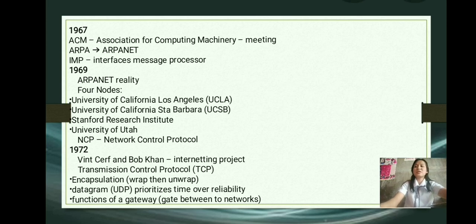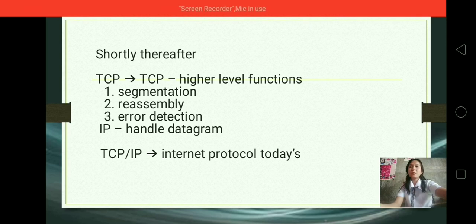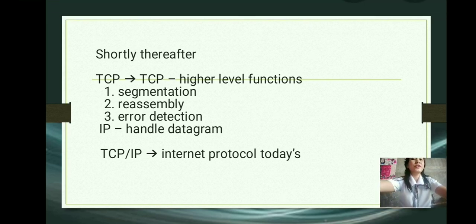These architectural principles were embodied in the TCP protocol: the encapsulation, or wrap within wrap, the datagram, prioritizing time over reliability, and the function of a gateway, a gate between two networks. Shortly thereafter came TCP. TCP is one of the main protocols of the Internet protocol suite.